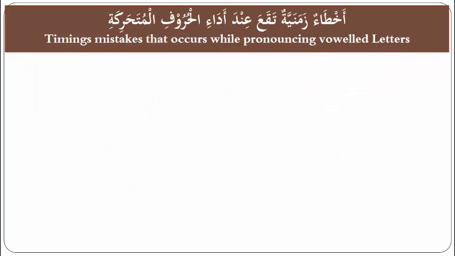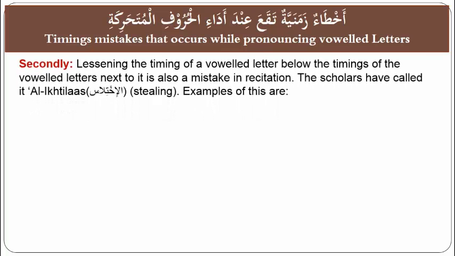So we continue with timing mistakes that occur while pronouncing voweled letters. Secondly, lessening the timing of a vowel letter below the timings of the voweled letters next to it is also a mistake in recitation. We talked about lengthening in the previous slide. In this slide we are dealing with lessening the timing. The scholars have called this al-ikhtilas, which means stealing. Examples of this are shown below.